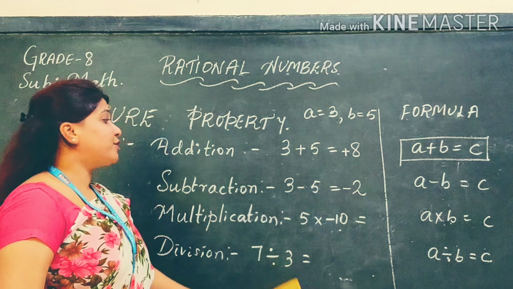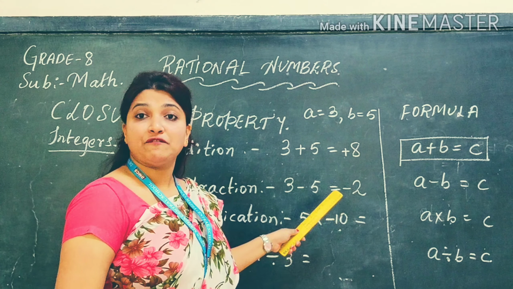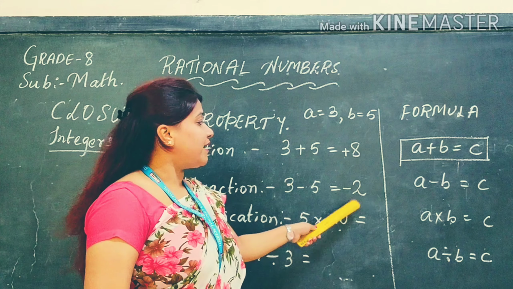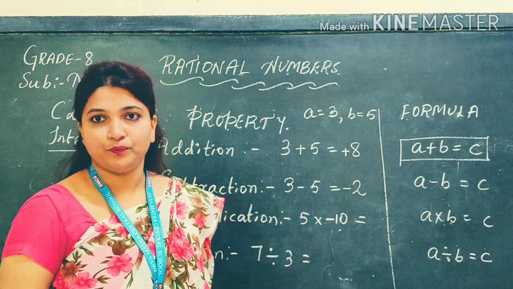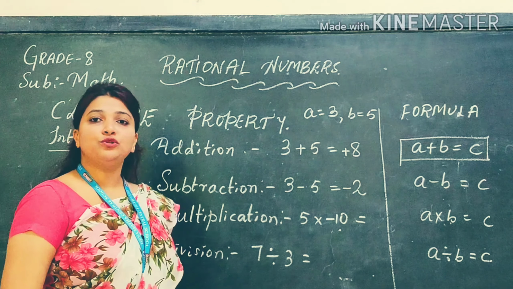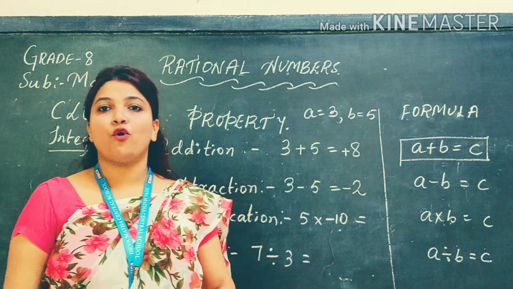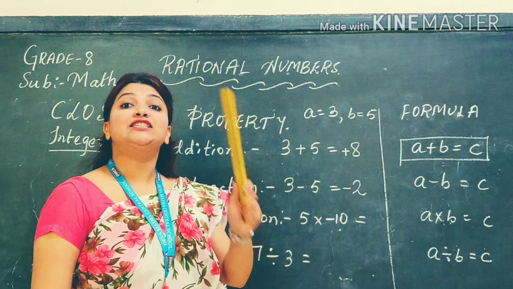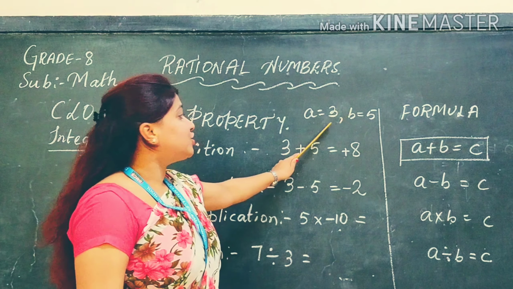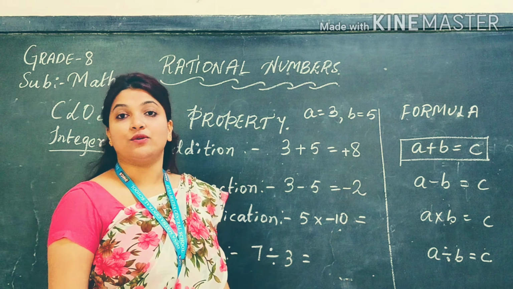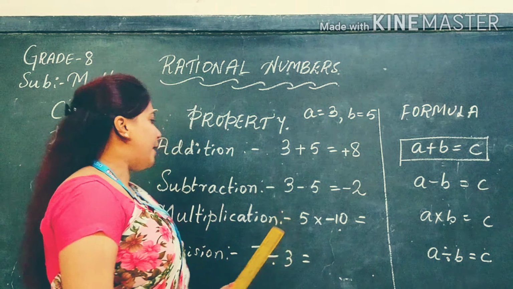Why minus 2? Because my greater number is 5 and it has a negative sign. So my answer is minus 2. And what is this minus 2? Minus 2 is also an integer. So closure property is valid for addition and subtraction. Now let us see if the closure property is valid for multiplication.